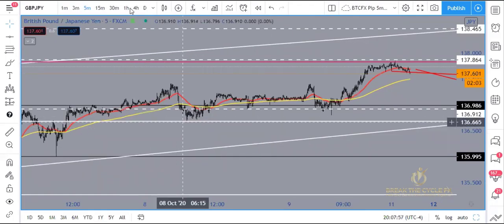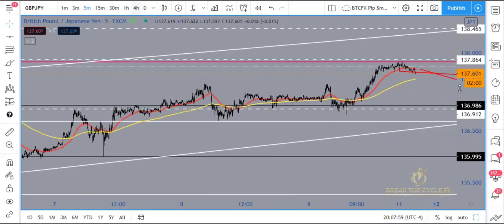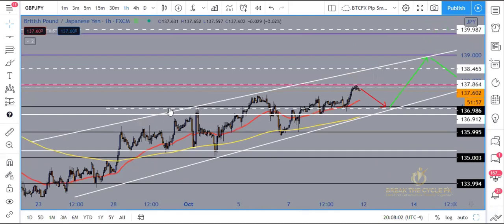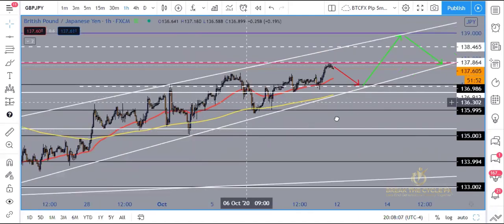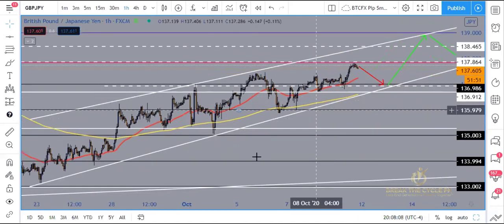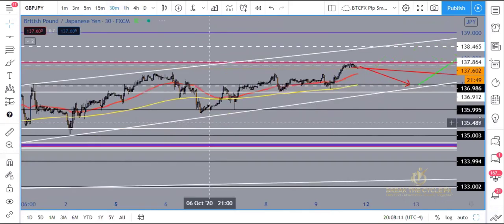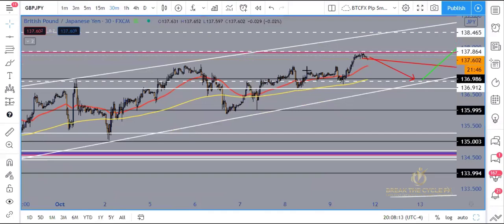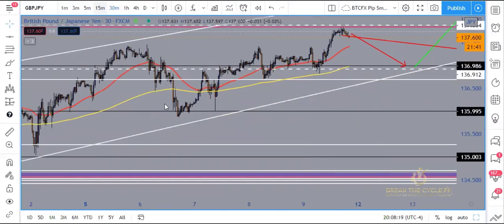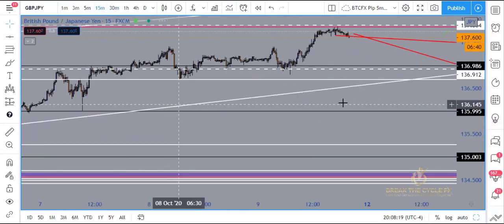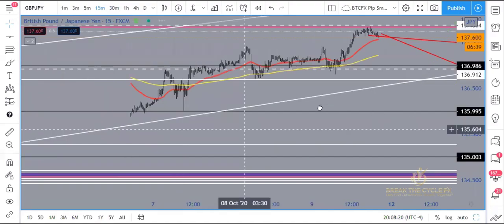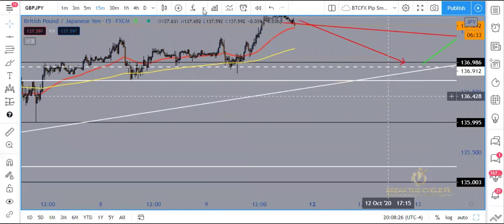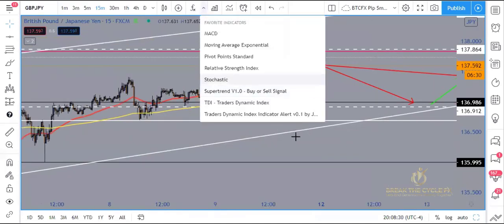This is all the way down to the 5 minute. Let me look at the 1 hour. Looks like the EMA 200 is the one that's being respected the most, right around here. All right, so look at the 15 minute. If you're looking at the 15 minute and you're looking for entries on any pair, this is on any pair, guys. Okay.